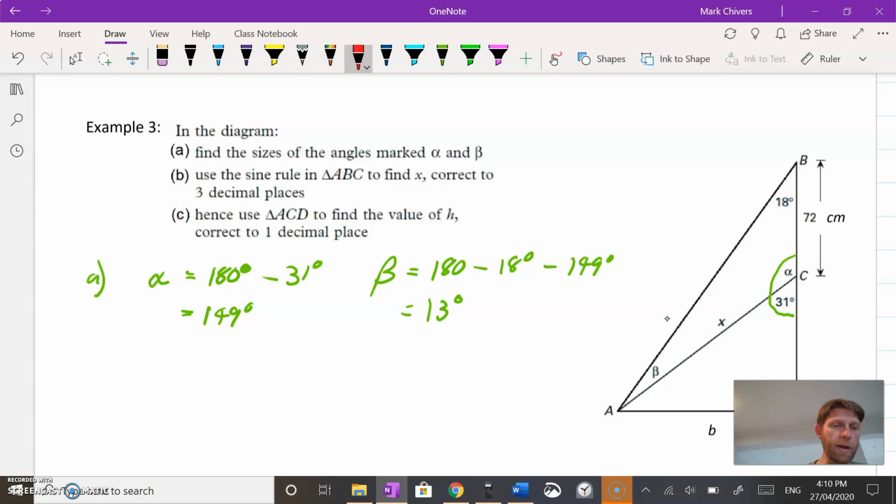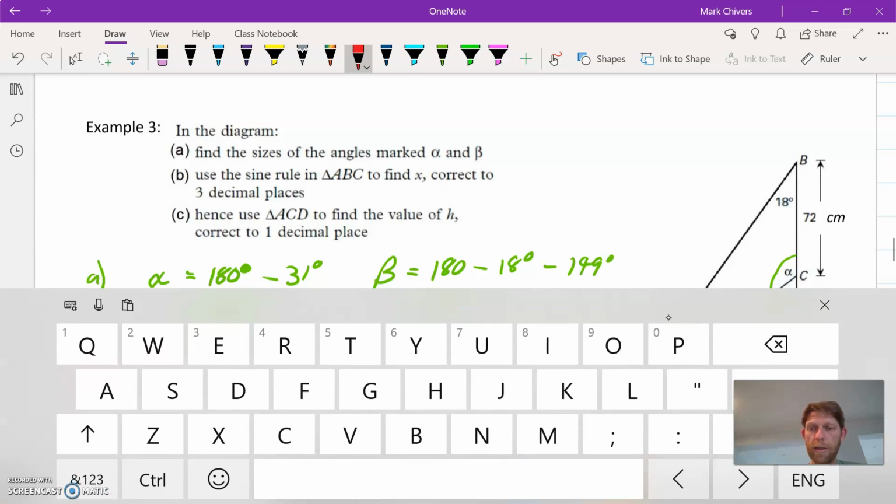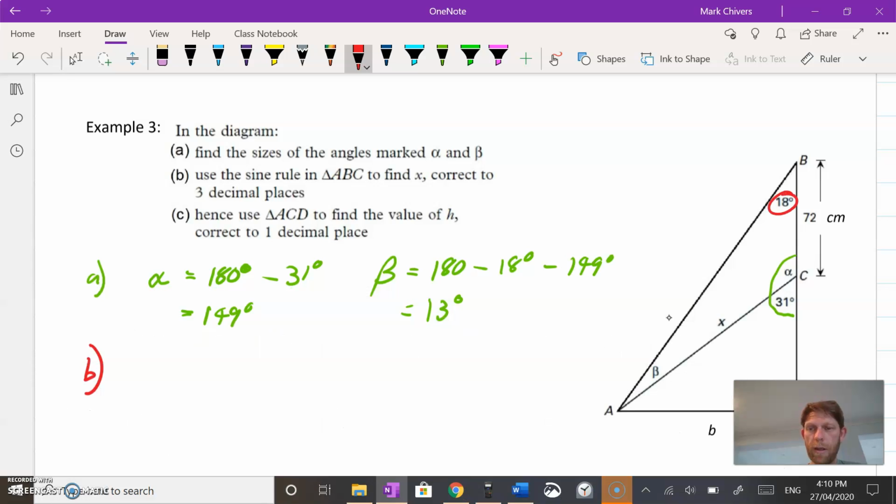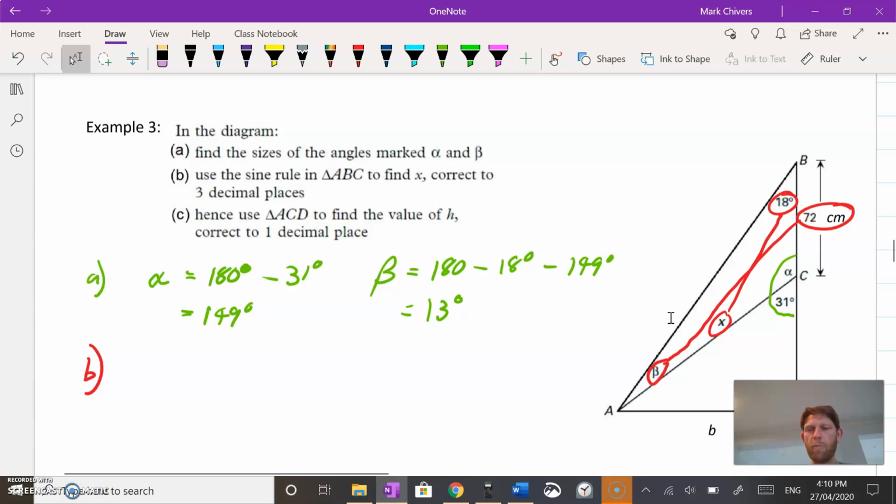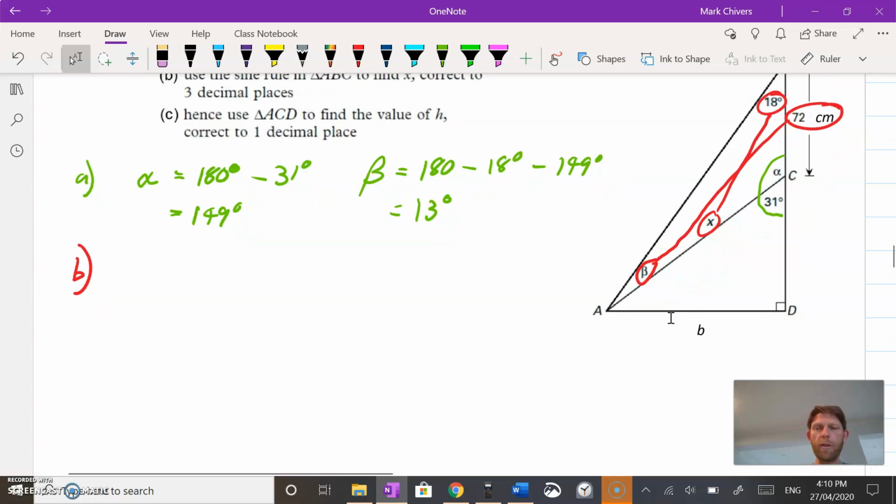I'll move now on to part B. Now for part B, it says use the sine rule in triangle ABC, so that's that top triangle, to find x to correct to 3 decimal places. So obviously I'm looking for pairs of matching distances and angles. So there's a matching distance and angle, and there's a matching distance and angle. So there's my pairs, and only one of them is not known because I already know what beta is. We just worked that out in part A. So the thing that I want to know, I put at the top.